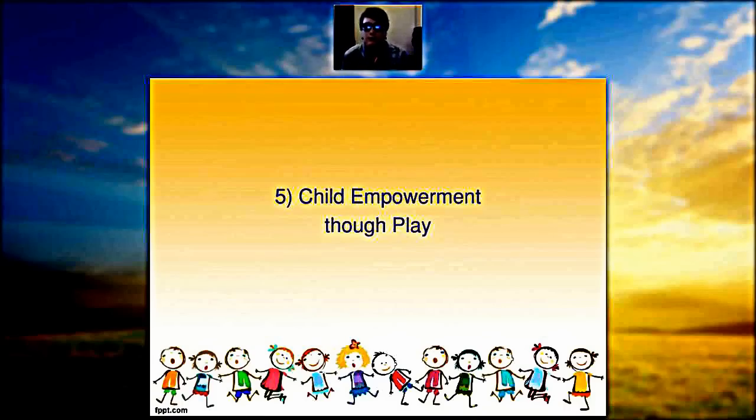Okay, so in the fifth session then, we're going to look at child empowerment through play. That is how we can empower our children through play to be more independent, to be more active, to engage in self-determined decision making, and to want to engage, to want to connect, to want to interact. We want to empower the child to want to learn, to want to develop, and to move forward and progress. So we're going to be looking at how we as parents can work to empower our children.